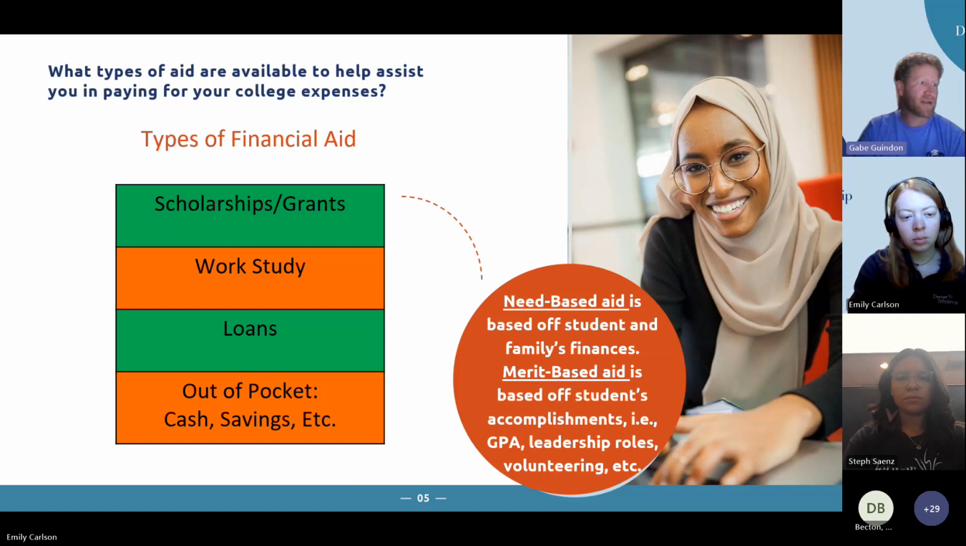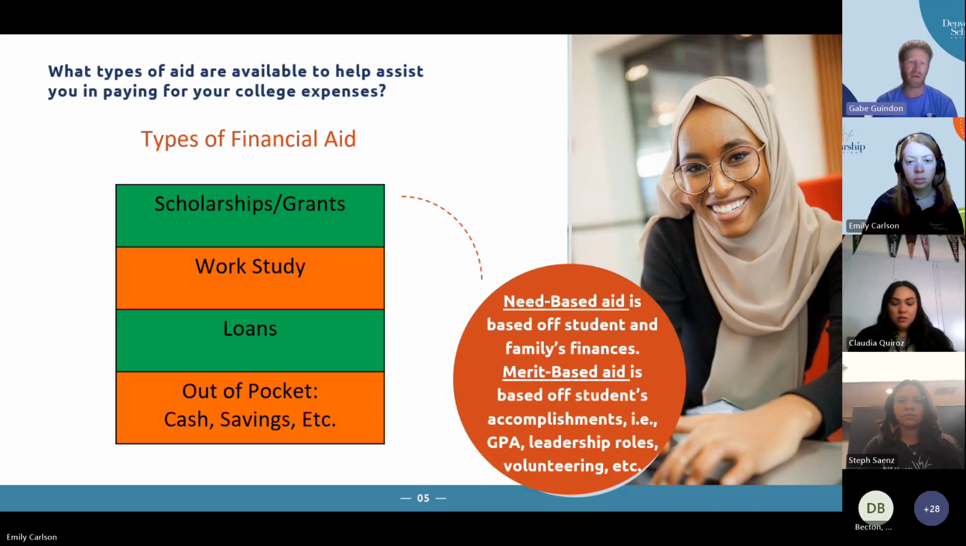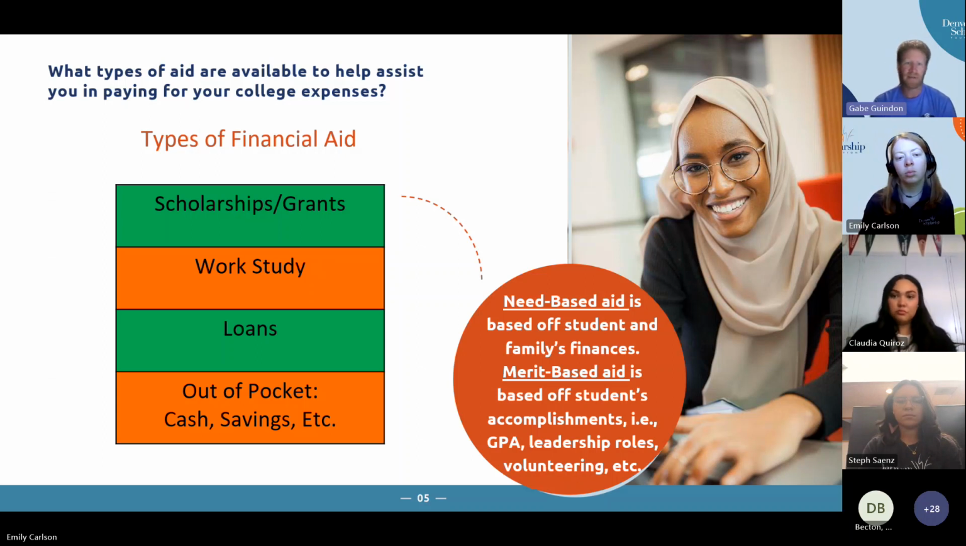So financial aid, and the types of financial aid, are the components of an offer that seek to reduce those direct and indirect costs or provide aid for students to be able to cover them. The types of financial aid are broken down into four different components. One is scholarships and grants, another is work study, a third is loans, and then out of pocket. So what students have in savings, what students are earning in employment outside of work study, what parents or family members may be able to support.